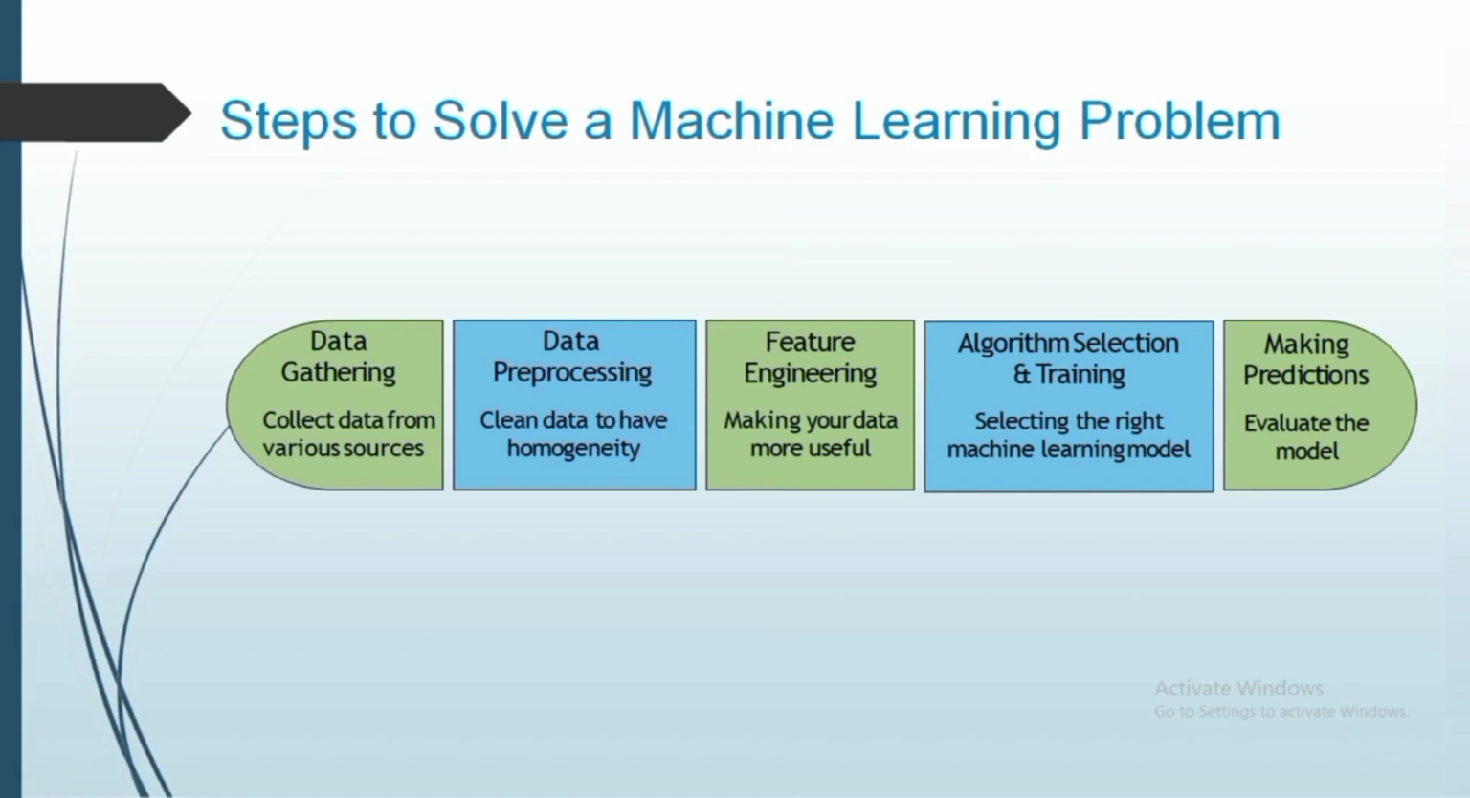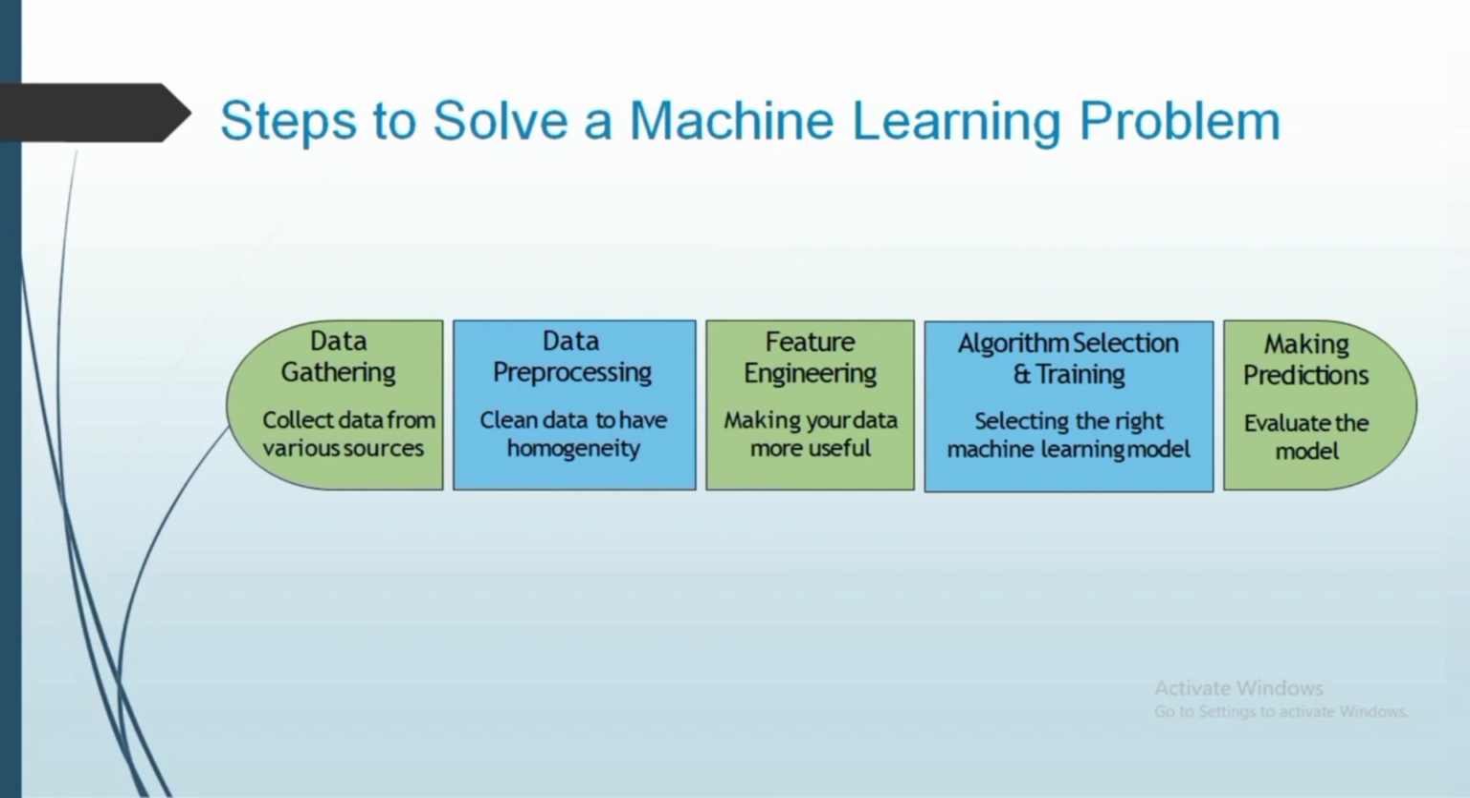Now in data pre-processing, whatever data we have collected, we need to clean it so that there is homogeneity in the data. Homogeneity means the same pattern, or the data should be in the same format. So to make the data into the same format, we need to clean the data and remove the unwanted data from the data set.